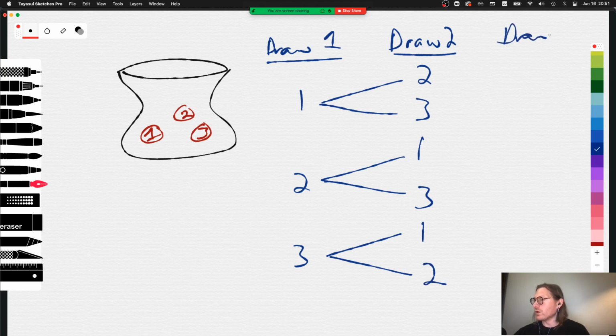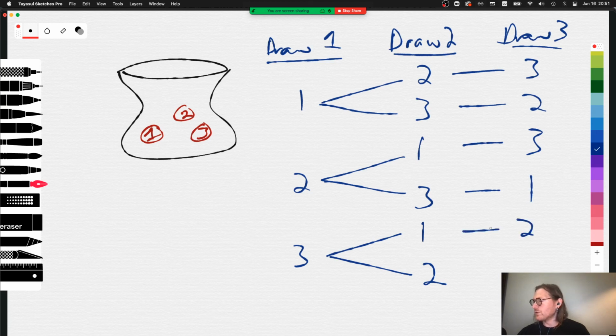there's only 1 ball left on the third draw. So if it's 1 and then 2, it's going to be 3. 1, 3, it's going to be 2. 2, 1, it's going to be 3. 2, 3, it's going to be 1. 3, 1, it's going to be 2. 3, 2, it's going to be 1.